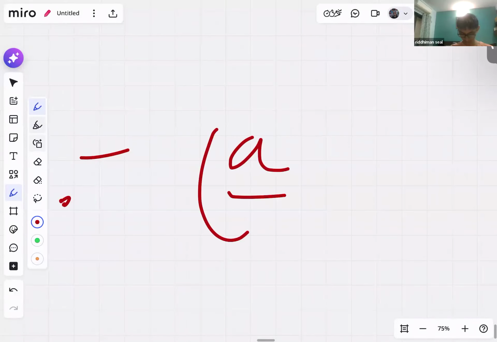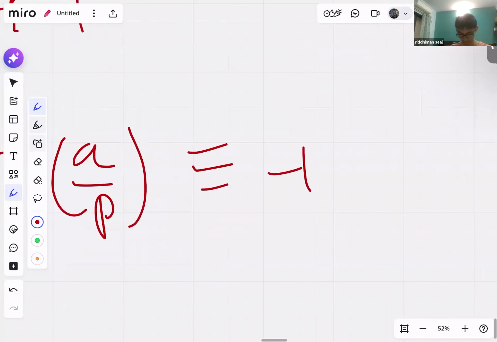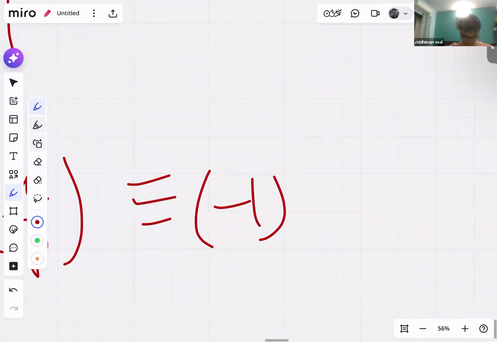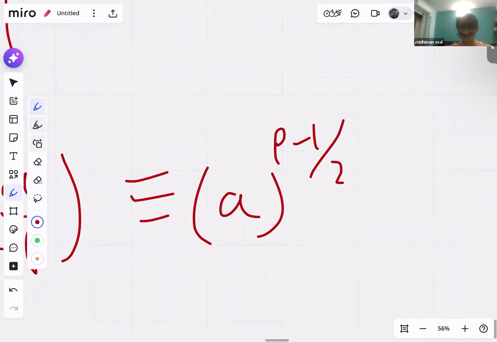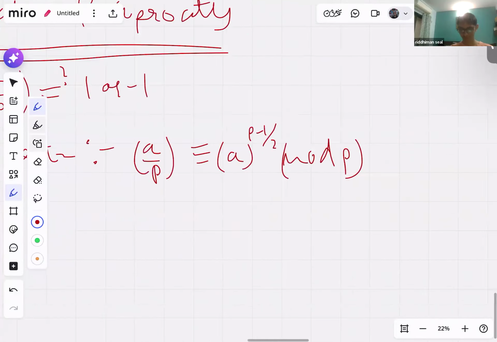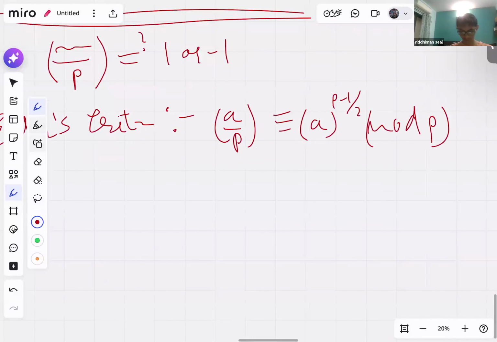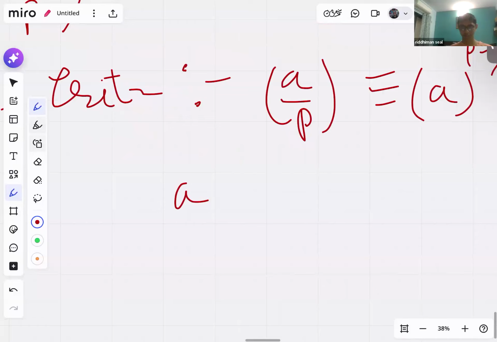This states that the Legendre symbol of A with respect to P is congruent to A to the power P minus 1 by 2 mod P. And okay, this is sort of intuitive, as in you just write. Okay, should I give time for you to try this?